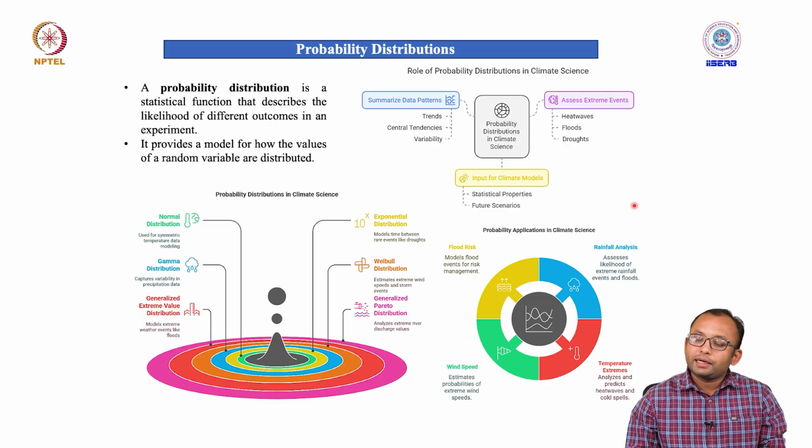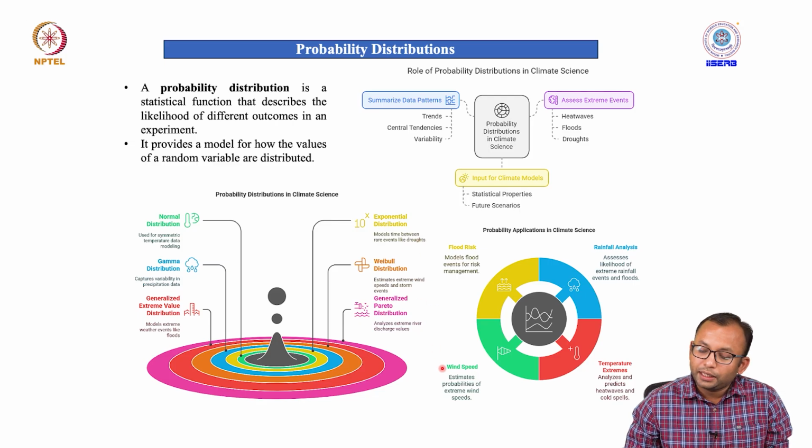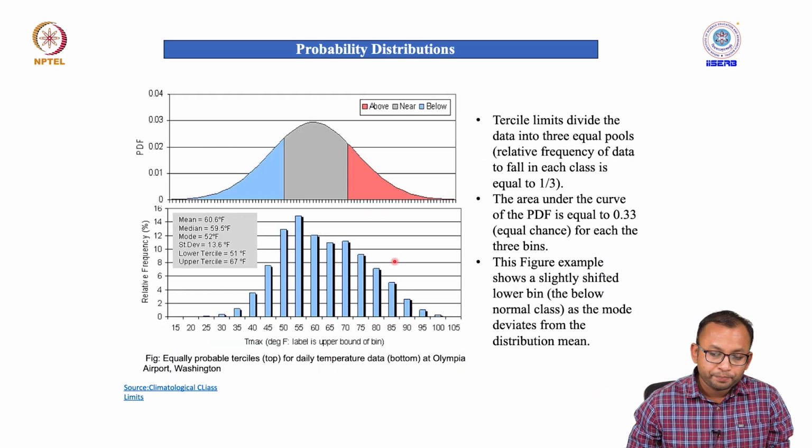Therefore, there are lots of applications of probability distribution functions in climate science, starting from flood risks to rainfall analysis to wind speed analysis to temperature extremes. So, there are so many different analyses we do based on these probability distribution functions. This is one example which shows a histogram, and this is a conversion of this histogram into a probability distribution function.